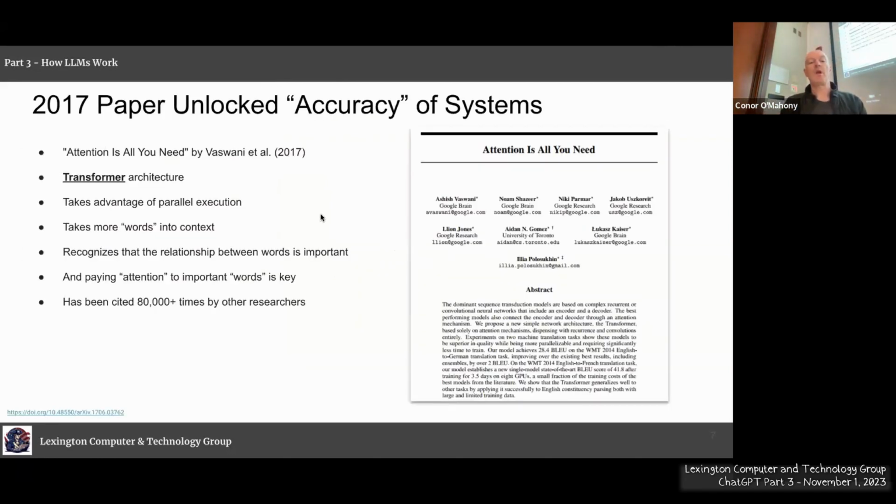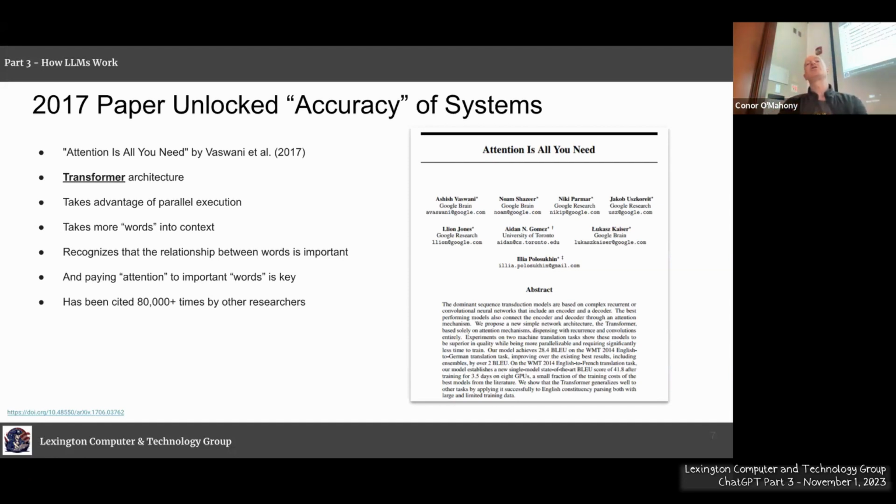Okay. So there was a 2017 paper, so quite recent, that really unlocked these systems and is the basis for most of these impressive large language models that are out there. The paper is called Attention is All You Need. It comes from a bunch of people across Google and the University of Toronto. It introduced what's called the transformer architecture. So that's where we're going to spend this session, in the transformer architecture.